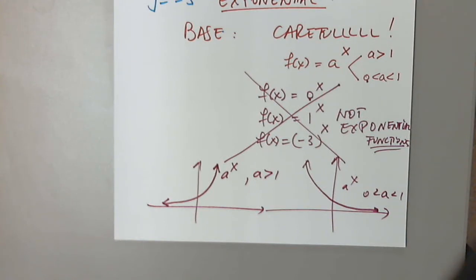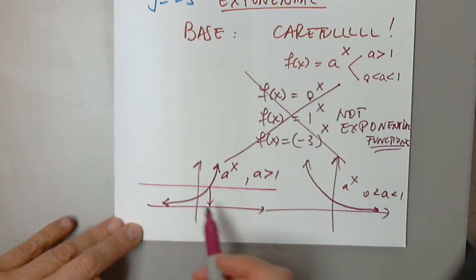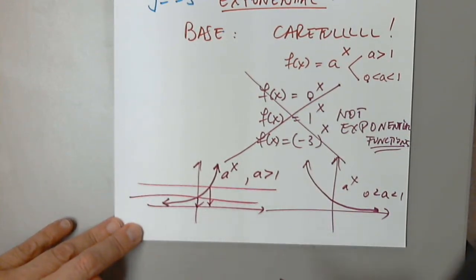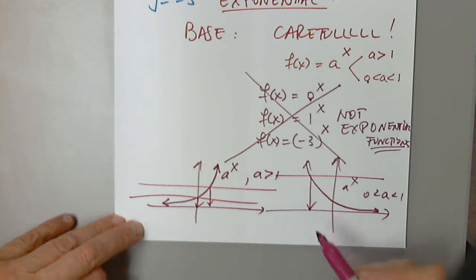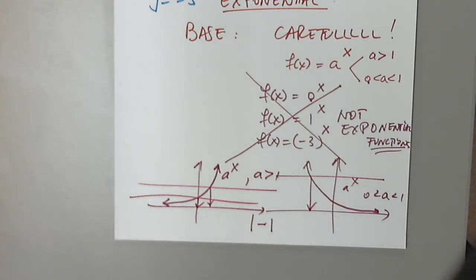What does one-to-one mean? For any y value, there is only one x. For this y value, only one x. For this y value, only one x. For this y value, only one x. That makes it one-to-one.